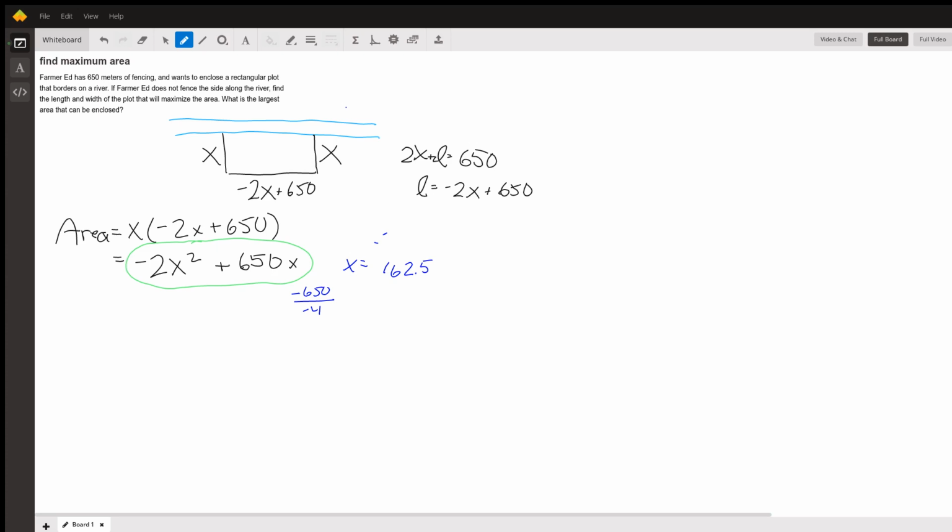And if we double that, that's 325. In fact, that's half of our length of fence. So 162.5 is this dimension. And this dimension is 325. And this is, again, 162.5. And you add those three up, and you'll, in fact, get 650. And you multiply 162.5 times 325, and you'll have your maximum area.